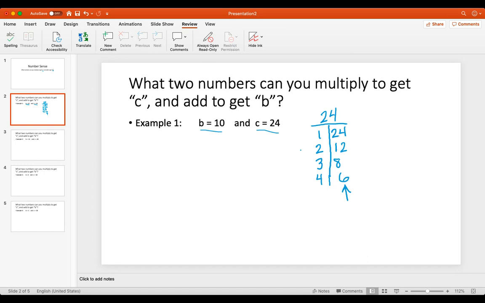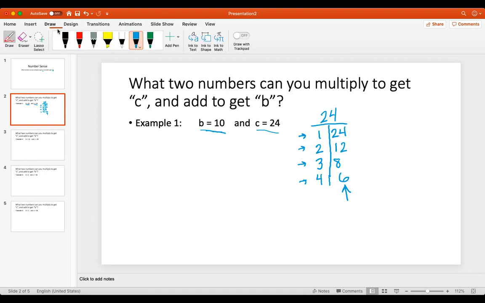So next, I have 4 pairs of factors. I'm looking for which pair of these factors would add up to get me a positive 10. Well, if I look here, I know I can take 1 plus 24. Well, that gets me 25. 2 plus 12 gets me 14. 3 plus 8 gets me 11, and 4 plus 6 gets me 10. Well, the pair that I'm looking for needs to add up to 10, so this is the pair that works. So 4 and 6 would be the two numbers that I'm looking for.